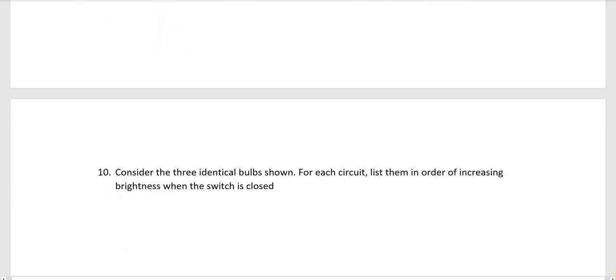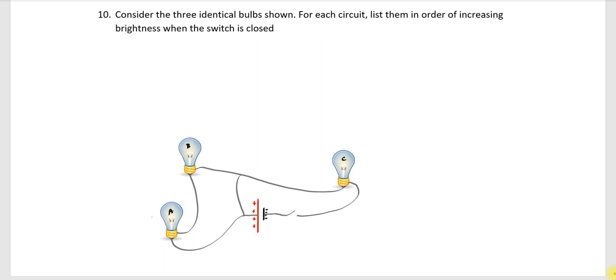Now let's take a look at number 10 here. 3 identical bulbs shown for each circuit. List them in order of increasing brightness when the switch is closed. So I probably would start this with color coding the potential here. So the red potential is meant to be the highest potential in the problem. And then color code the equipotentials. I think that'd be a good thing to do. And draw the circuit diagram and ask yourself where you think the currents will be highest or lowest.